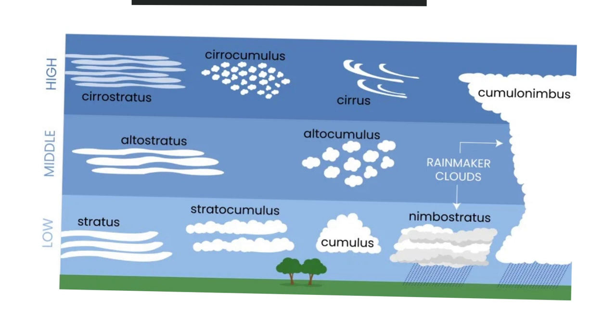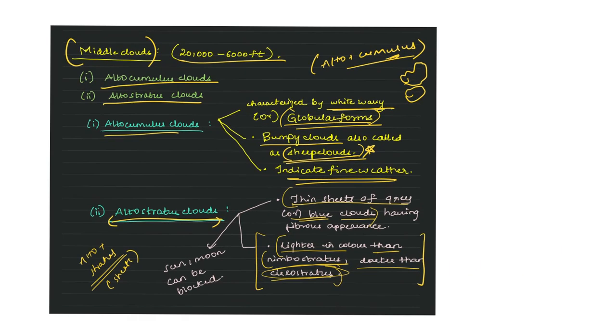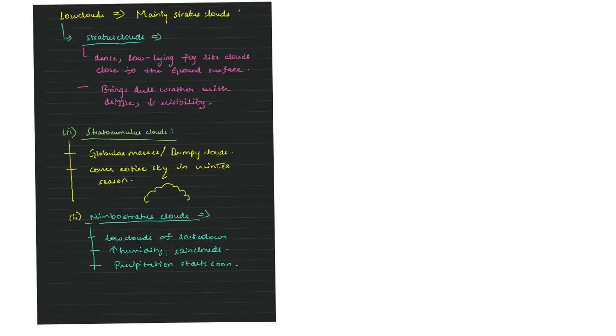So if you can see, these are altostratus clouds, right? How do they look? These are like stratus sheet type, yes, and altocumulus are bumpy clouds. So that is why you call them sheep clouds, okay? So you might get a question: which of the following are known as sheep clouds. So make sure you remember this, right? So this is all about middle clouds. Now we'll move on to low clouds.